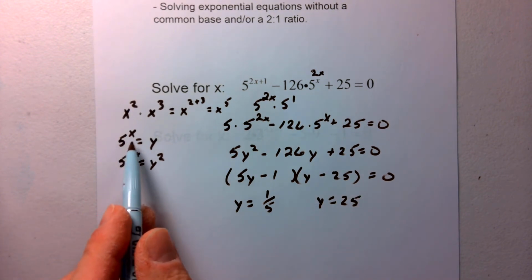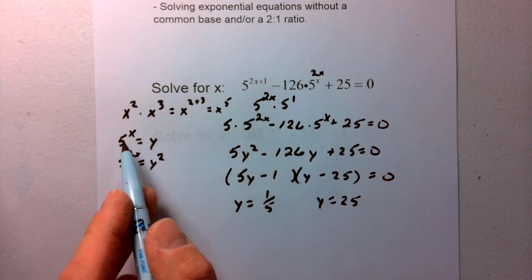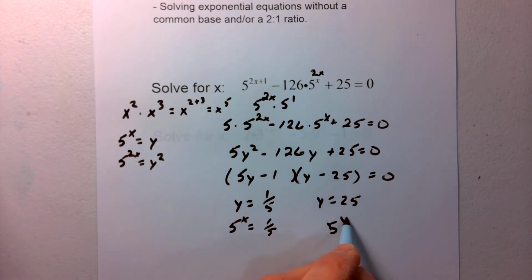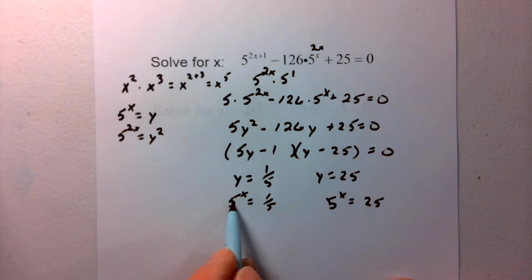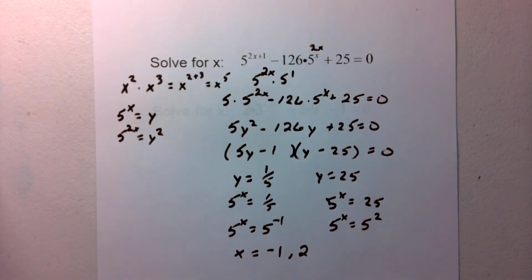We know that y equals 5 to the x, and we're solving for what x is. So we're going to replace that 5 to the x with our y. So we have 5 to the x equals 1/5, and 5 to the x equals 25. Go ahead and find a common base, which is going to be 5. So 5 to the x equals 5 to the negative first. And here, 5 to the x equals 5 squared. So x has to equal negative 1, and over here, x has to equal 2. And that solves that exponential equation.